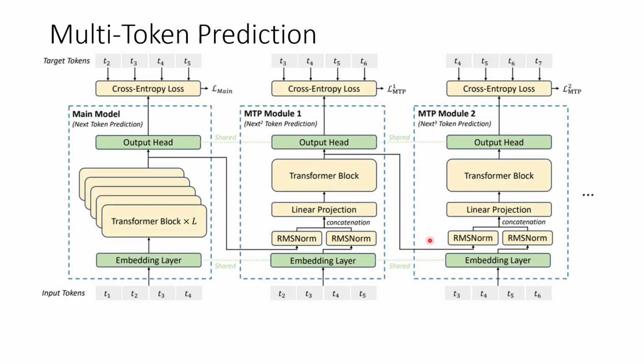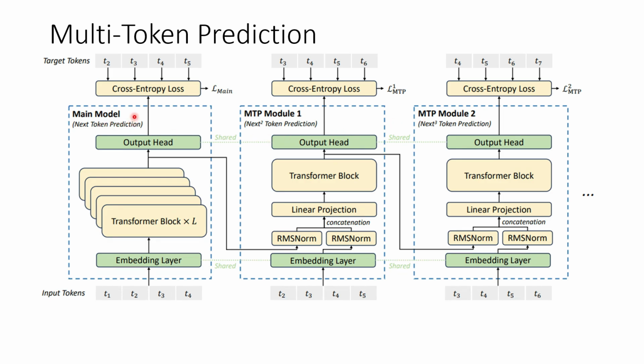The idea is that instead of predicting only the next token at each step, the model predicts multiple future tokens sequentially. This helps the training process by providing stronger learning signals for the model. The architecture consists of a main model that predicts the next token, along with multiple multi-token prediction modules, each responsible for predicting additional future tokens. First, the main model predicts the next token.